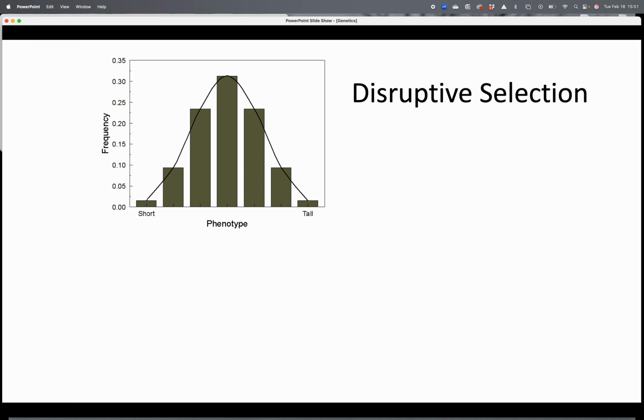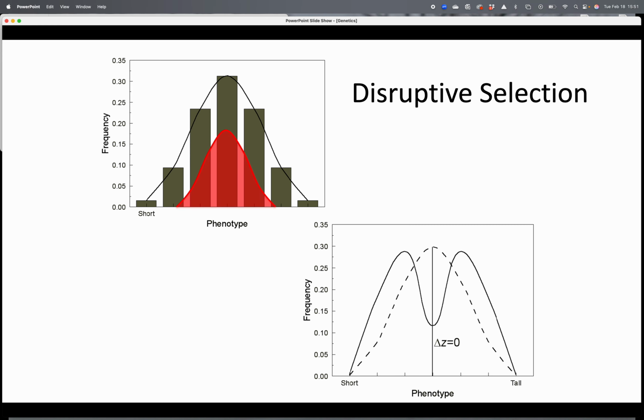And the last form of selection is disruptive selection. And this is the type of selection where the environment selects against intermediate phenotypes. And what that does is it's like driving a wedge down the middle of the distribution, and what you get in the next generation and future generations is this bimodal distribution.